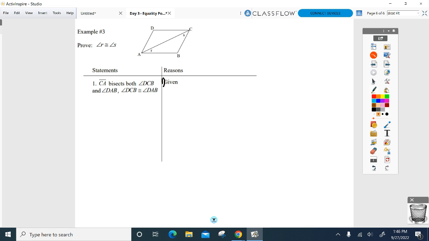Don't mark R and S congruent. That's not given, right? I got proof next to that. We're trying to get them congruent, so don't mark R and S. It's just going to be confusing. Just mark angle DCB congruent to DAB. What was given? So I'm hoping we have arc marks right here and right here.